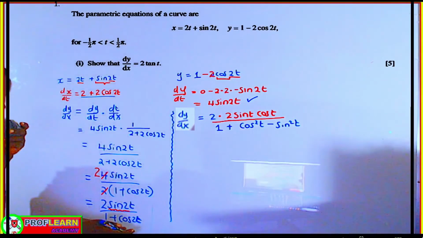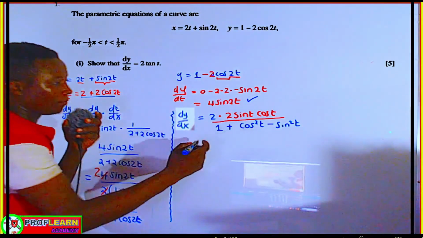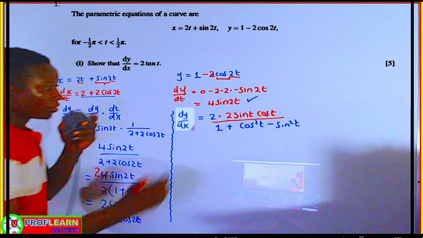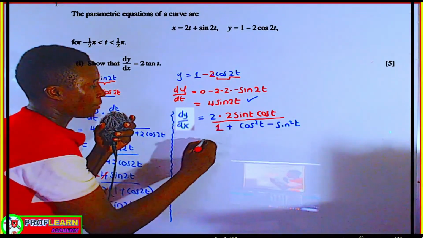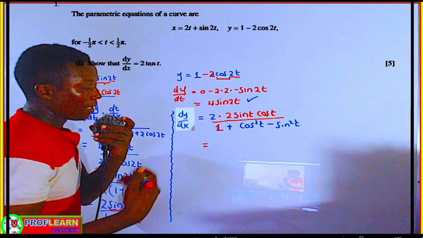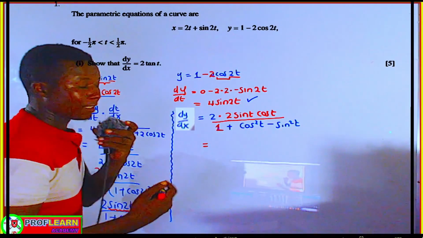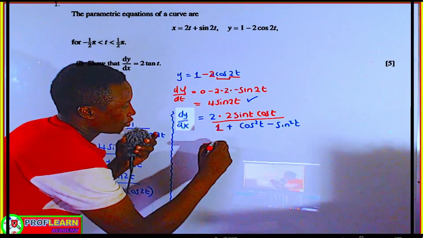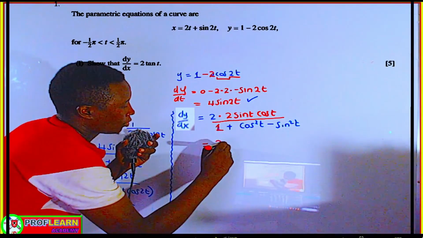Now, double angle can be converted to this form, and I need you to notice that at this point 1 can be written in terms of trigonometric functions, and that is cos squared plus sine squared. So this is going to be 2.